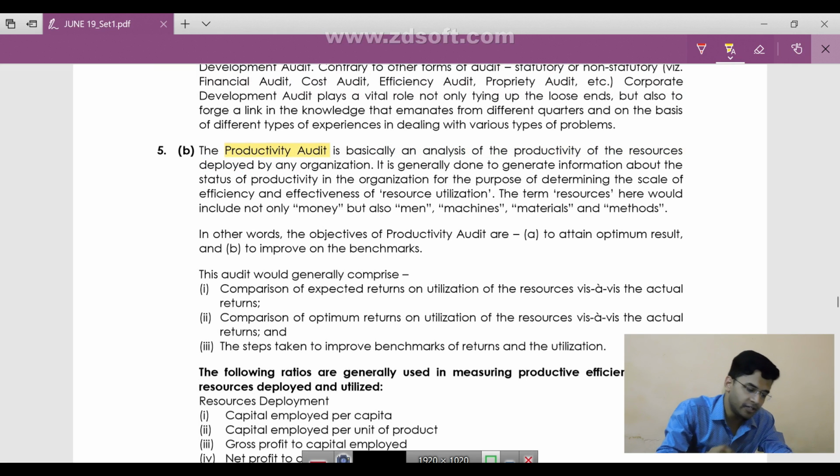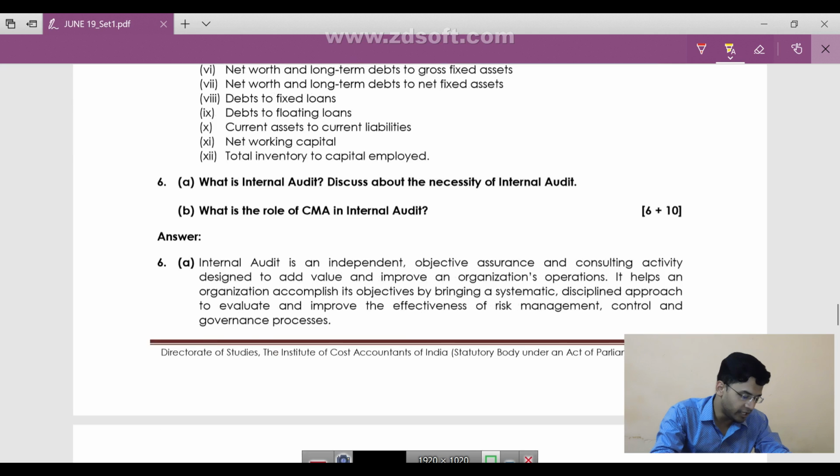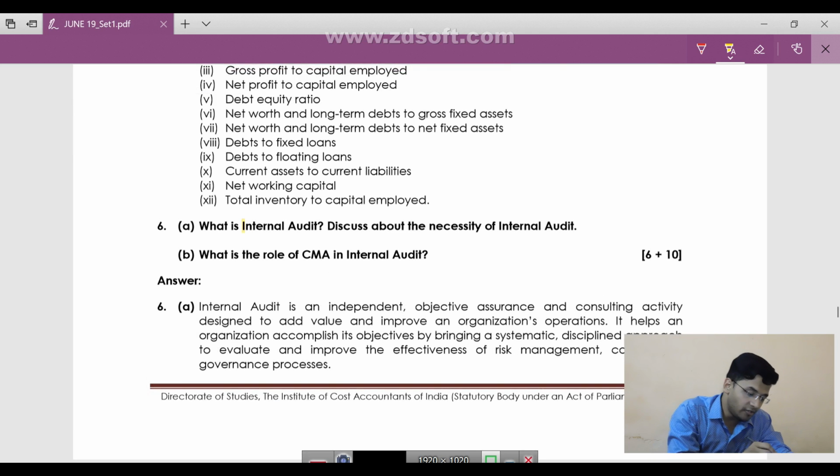What is productivity audit? Productivity audit is basically analysis of productivity of resources deployed, or what kind of resources are deployed. Guys, it can be money, men, machine, material and methods. So analysis of how well your money, men, machine and material are working. This is productivity audit.